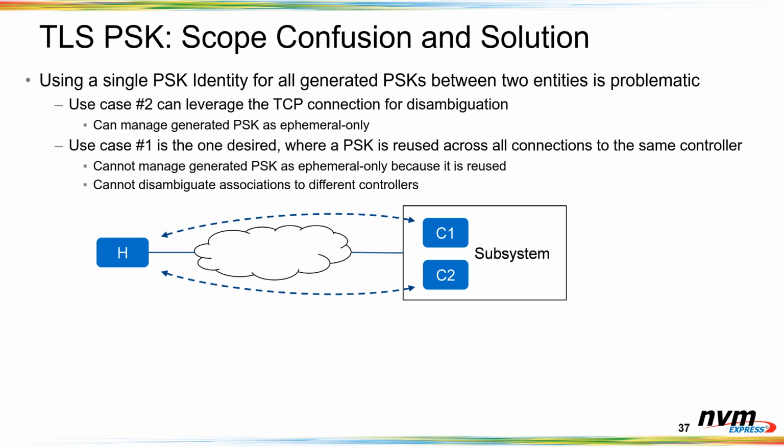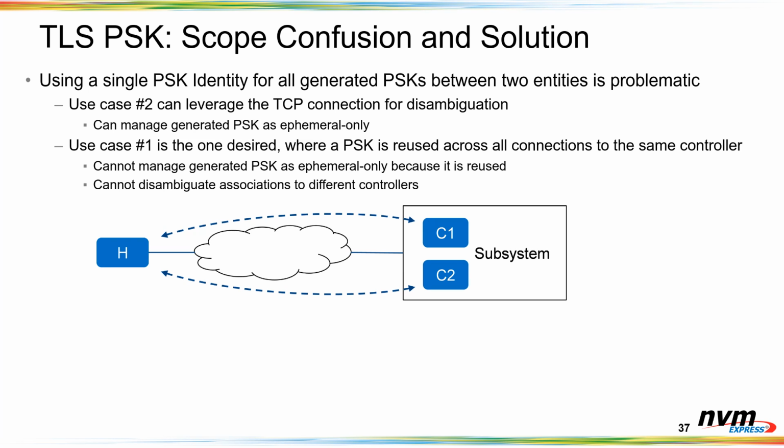And look as an example at this possible case. I have a subsystem where I have two controllers, and these two controllers are connected to the same host. Given this, I cannot have one PSK between host and C1 and another PSK between host and C2. Why? Again, because my PSK identity is defined just by the identity of the host and the identity of the subsystem, and so I cannot disambiguate the associations to different controllers.